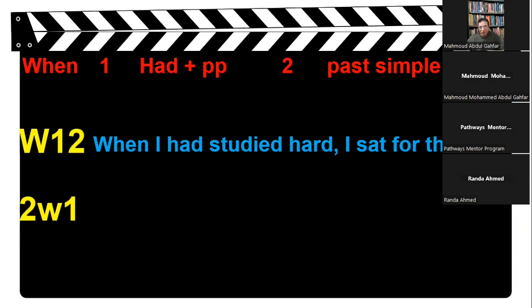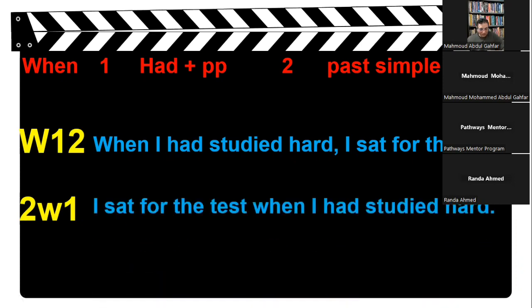So if we put when in the middle of the sentence, it will be 2W1. 2 is the past simple, W is when, and 1 is the past perfect, which is had plus the past participle of a verb. So the sentence will be: I sat for the test when I had studied hard. Is this rule clear? The codes W12 and 2W1. Is it clear? So you can keep it.